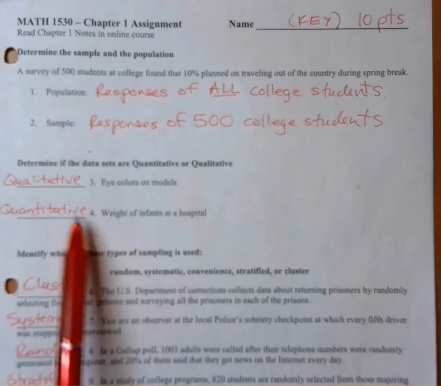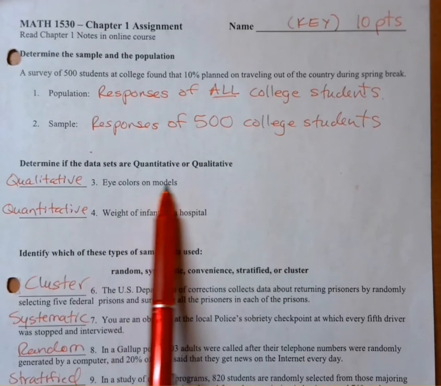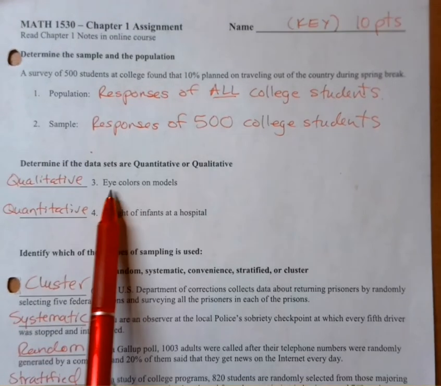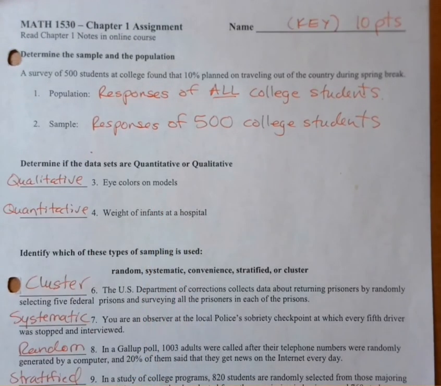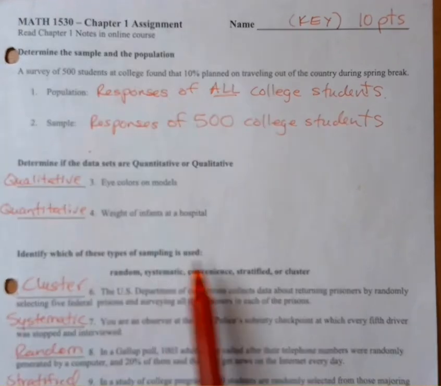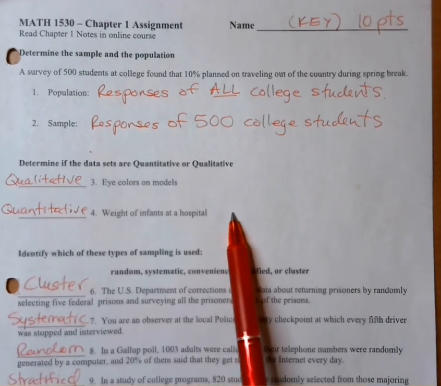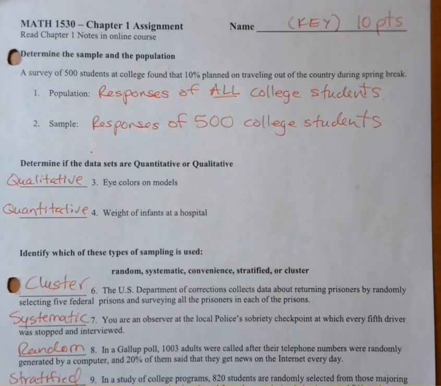The second part has to do with qualitative data versus quantitative. Eye colors, so brown, blue, hazel, that type of data is about a quality. So that is qualitative data. The weight of infants at a hospital, so that could be 6 pounds, 7.5 pounds. That data set is quantitative data because it's measuring something.